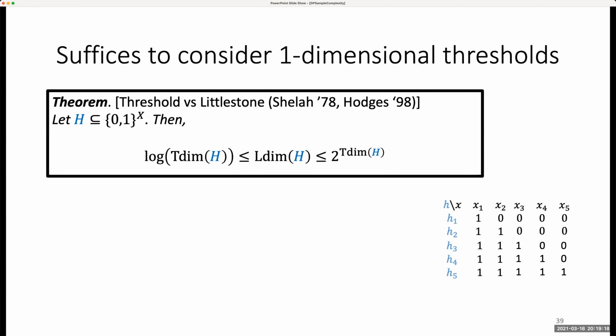And then there is this beautiful result by Shelah and by Hodges, which tells you that the Littlestone dimension and the threshold dimension are finite together. There is an exponential upper and lower bound between these two quantities. The Littlestone dimension is at least log of the threshold dimension and at most 2 to the threshold dimension. And here is the open question. We know that the lower bound is tight, and you can give an example where it's tight: it's just thresholds over 1 to n. But the upper bound, we have no idea. I think it's a nice problem in combinatorics.